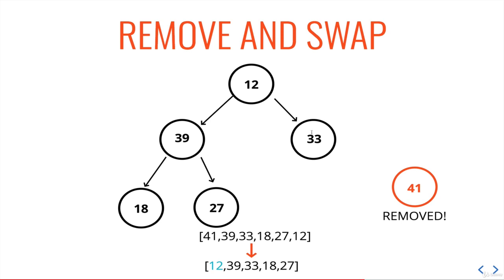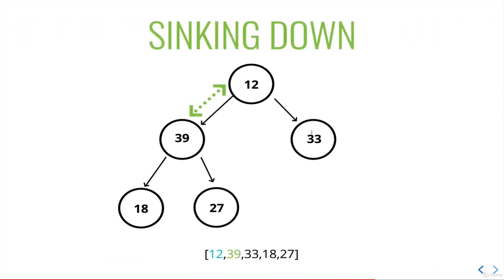So the next step is to then call sink down or sift down, and we compare it to its children. So we take 12 and we look at its two children. We take whichever one's larger, which 39 is, and then we're going to swap, assuming that 12 is indeed less than 39, meaning that 39 deserves or should be the new root more than 12. So if that's the case, which it is, we swap.